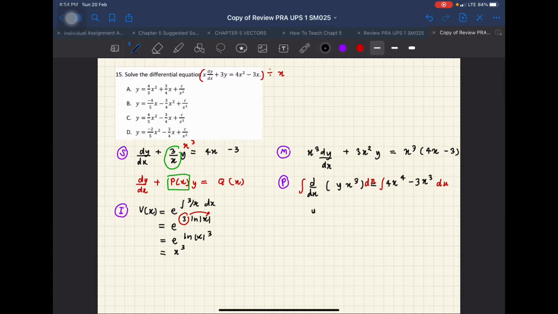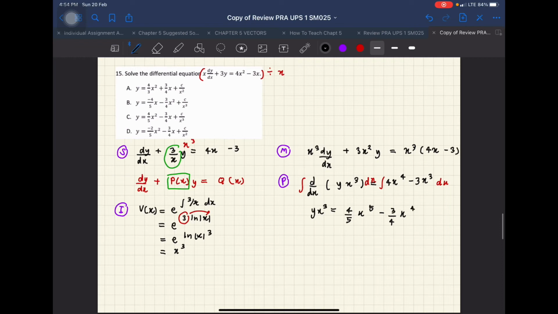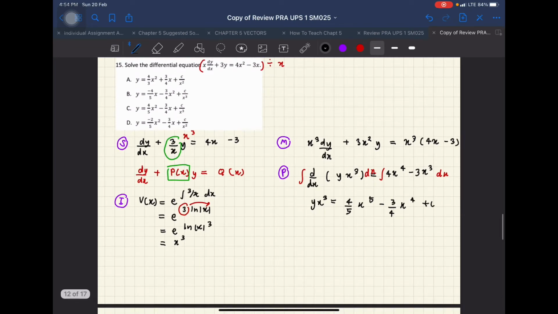So we are going to get yx cube on our left hand side, and then on our right hand side we will get 4 over 5 x power of 5, and then minus 3 over 4 x power of 4 plus c. Settle. Okay, so the question wants y as the subject, so you need to divide everything by x cube. Almost there, so divide everything by x cube.